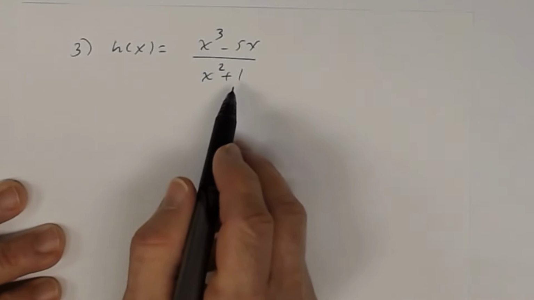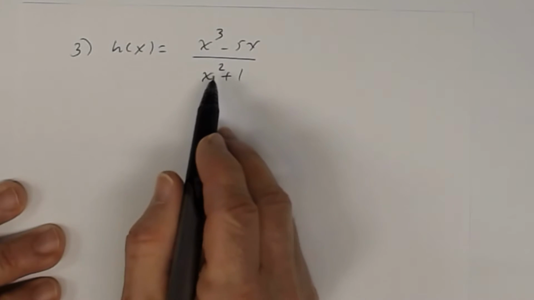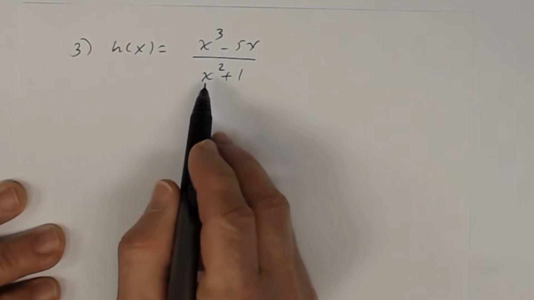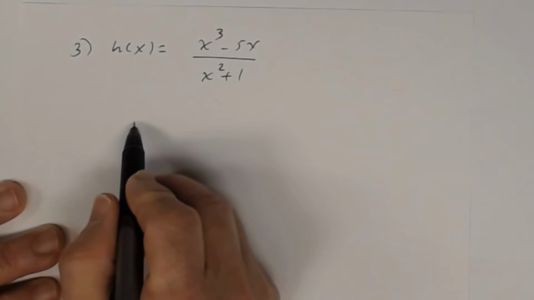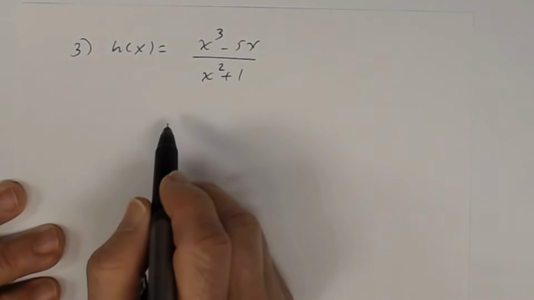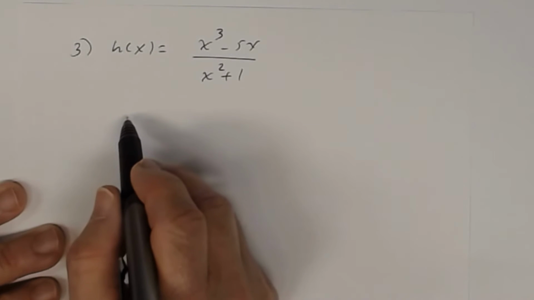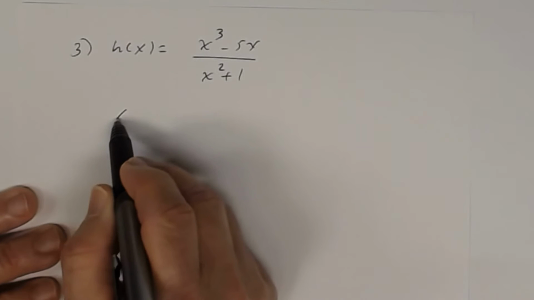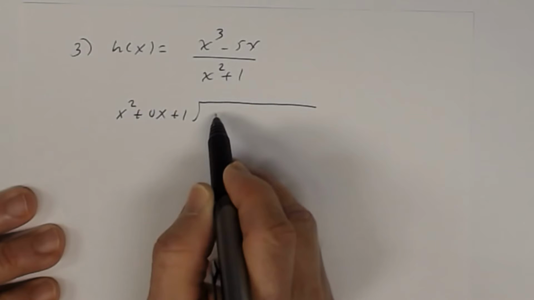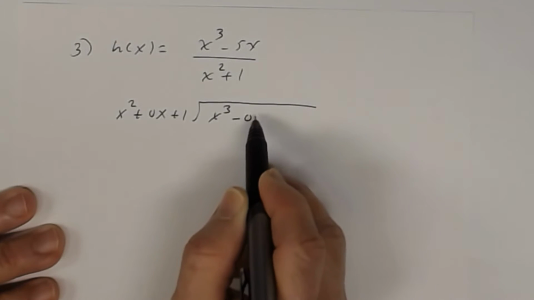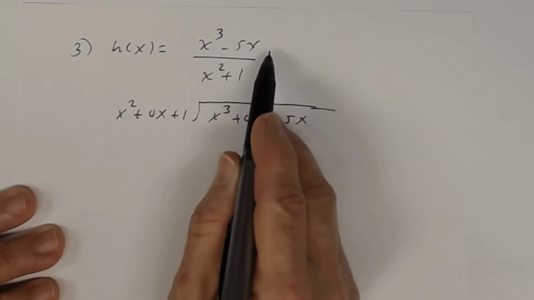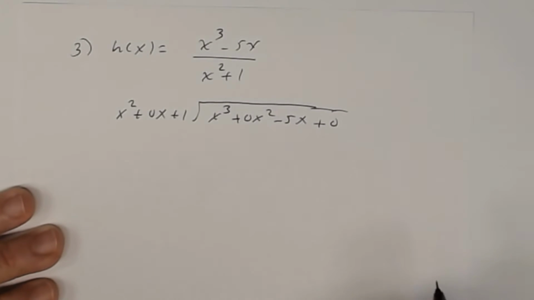Notice I cannot use synthetic division because this is not linear. Even though you see the coefficient of x squared is 1, this is not linear. So you have to use long division. Now remember, there are some missing terms here, so you will need to write them as zeros. So we have x squared plus 0x plus 1 divided into x cubed plus 0x squared minus 5x, and then I'm missing the constant, so you need that 0 as well.